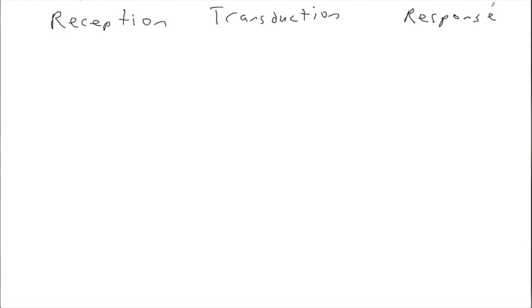So to begin with, what are the three basic stages of signal transduction? What are the three basic stages of signal transduction? Reception, transduction, and response. So now we're going to be going through an example of that process.